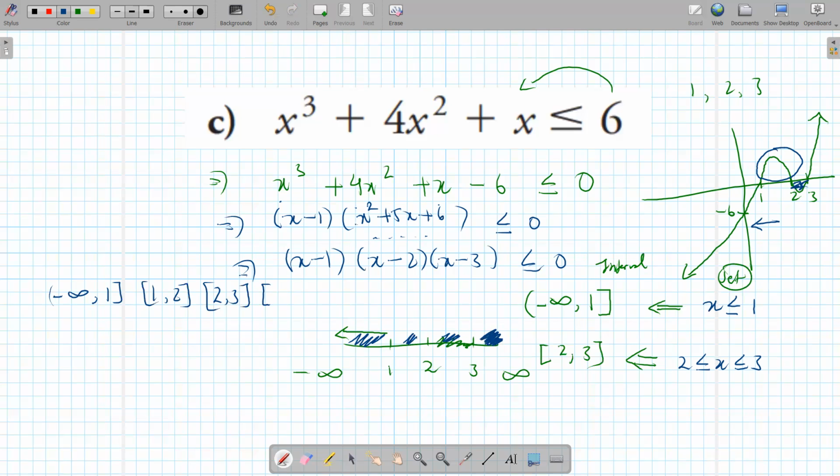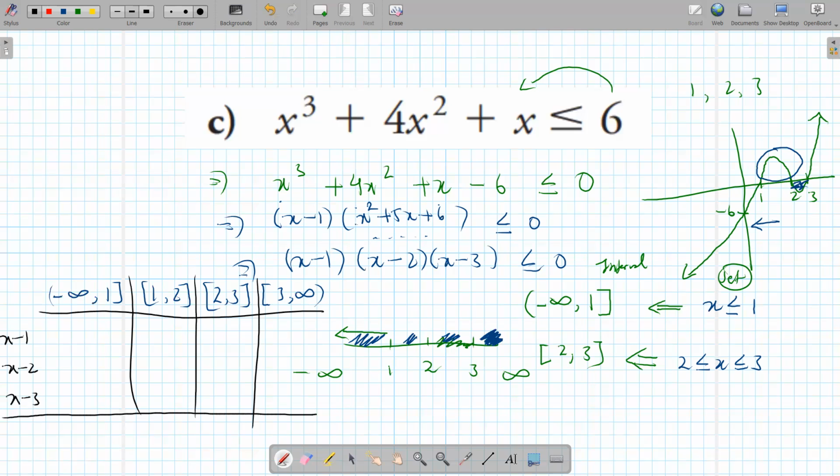3 to infinity, and infinity is never inclusive like that. Boom, boom, boom, boom. And then our factored guys are x minus 1, x minus 2, x minus 3, and then the entire thing f of x. All right, so we're looking for a number between negative infinity and 1. Well, 0. 0 minus 1 negative, 0 minus 2 negative, 0 minus 3 negative. Triple negatives. What does that multiply to?